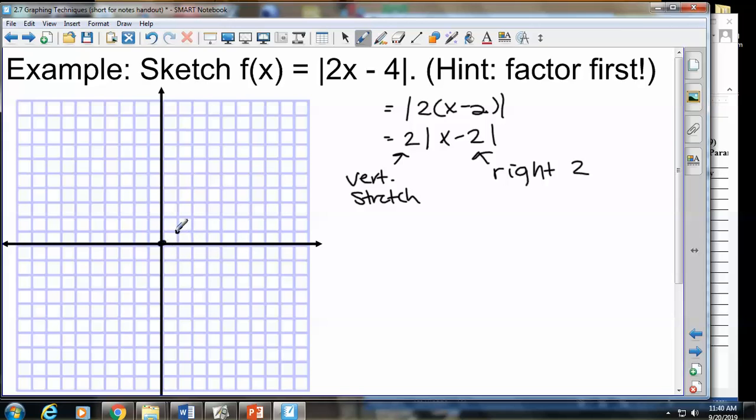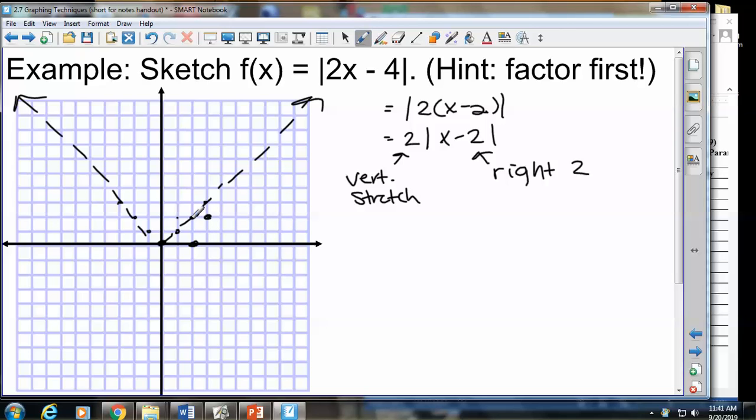2. Right, so the parent function is the absolute value. 0, 0, 1, 1, 2, 2, negative 1, 1, negative 2, 2. Vertical stretch says I'm going to take the y value times 2, and then we're going to move it right 2. So if you're at 0, 0 times 2 is still 0, and then go right 2. This has a y value of 1. 1 times 2 would be 2, and then we move right 2.